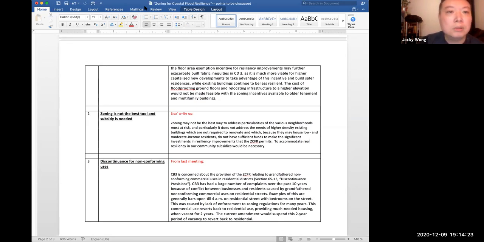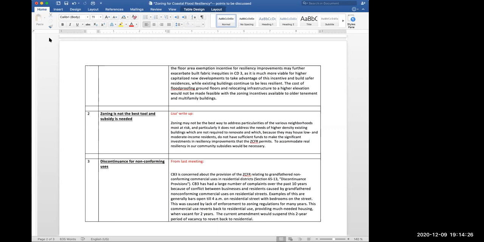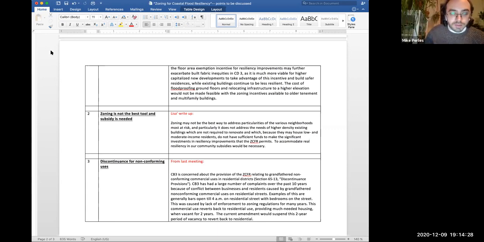So, this is related, I guess. My problem with this in general is, in terms of climate resiliency and forward thinking, I just don't feel like lifting regulatory burdens and some of the other things in this text amendment are what we should be doing to plan for flooding in the next 20 or 30 or 50 years.